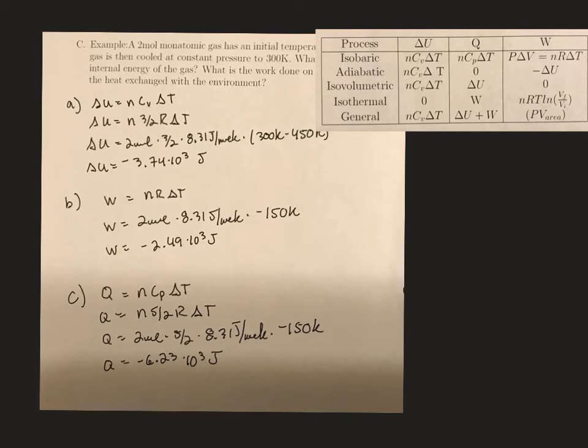And then I go back to the table, and we're going to calculate the heat by using number of moles, molar specific heat at constant pressure, and then the change in temperature. So I plug in the 2 moles, 5/2 times the ideal gas constant, because this is a monatomic gas, and then the change in temperature, which gives me the thermal energy exchange through heat.